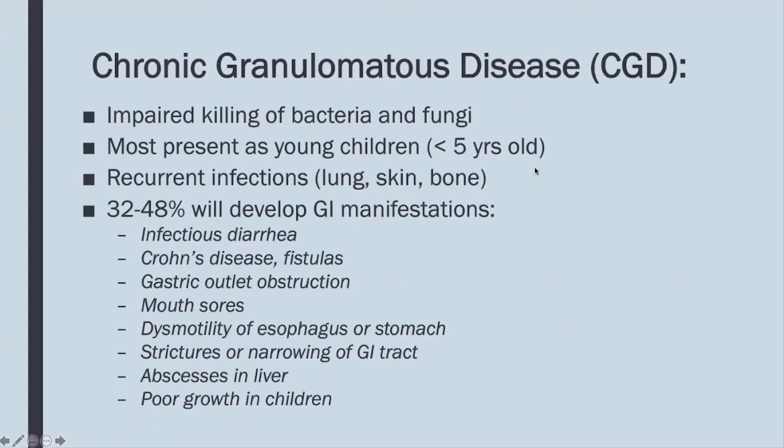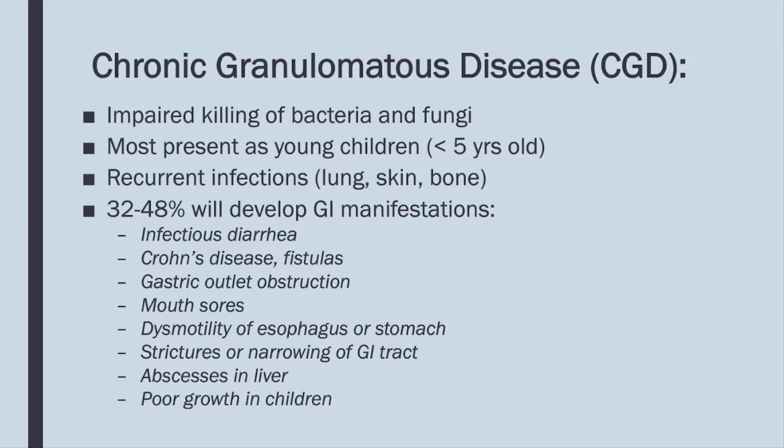Next, I wanted to talk about CGD, or chronic granulomatous disease. Patients with CGD have an impaired ability to kill bacteria and fungi. Most patients present when they're children, usually when they're younger than 5 years old, and they often will come with recurrent severe infections involving the lungs, the skin, and their bones. And about 32 to 48% of patients will develop notable gastrointestinal manifestations. These can vary, of course.